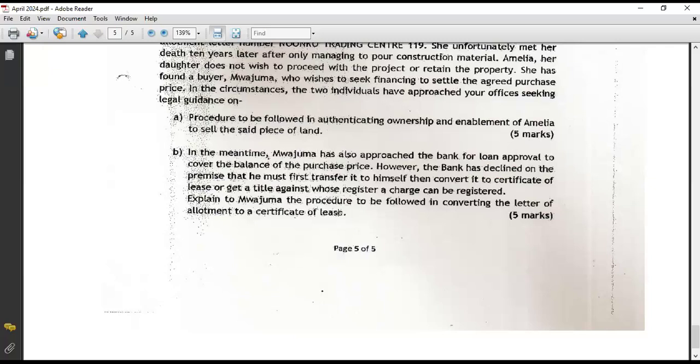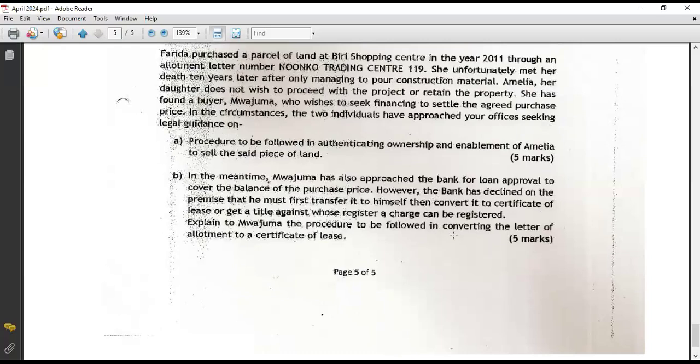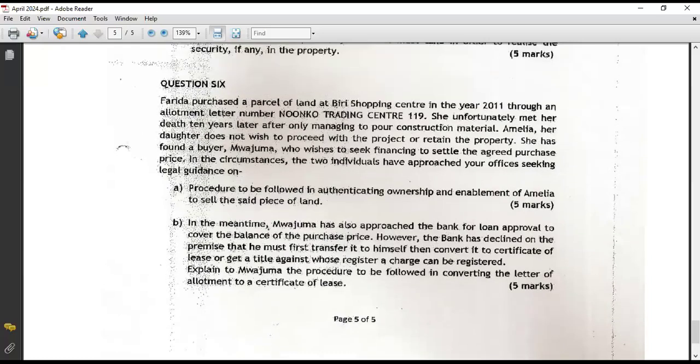So I would say that the process, explain to Mwajuma the procedure to be followed in converting the letter of allotment to a certificate of lease. Remember, this property is still in the name of Farida. Yes, so you come from that understanding, from that point. Yes, it's in her name.